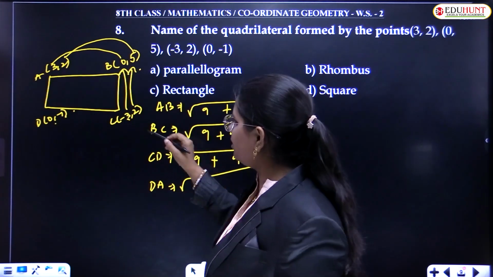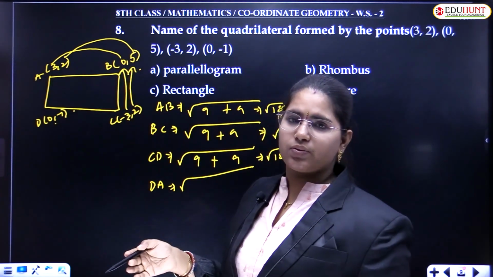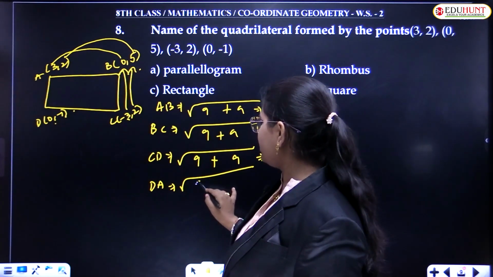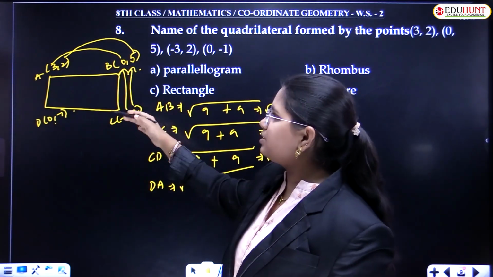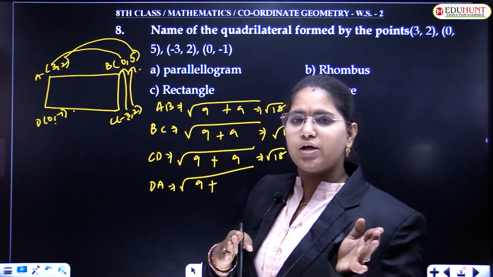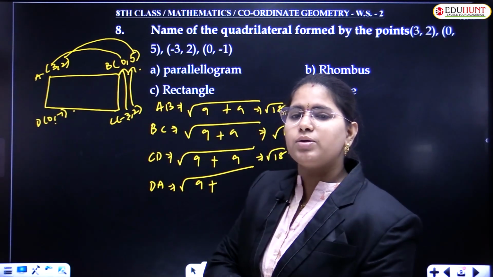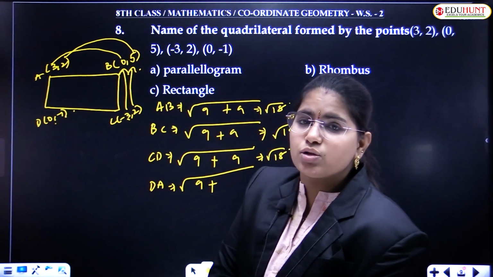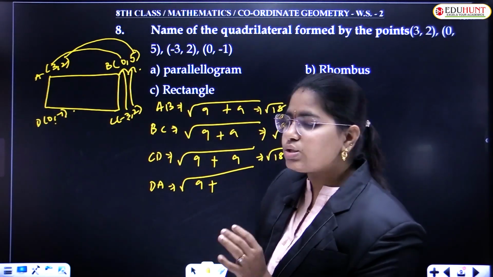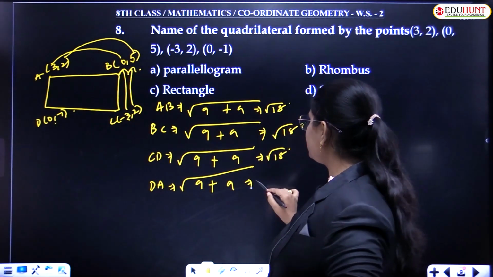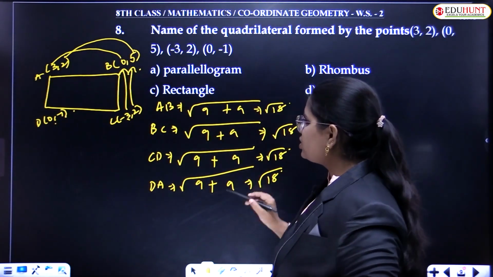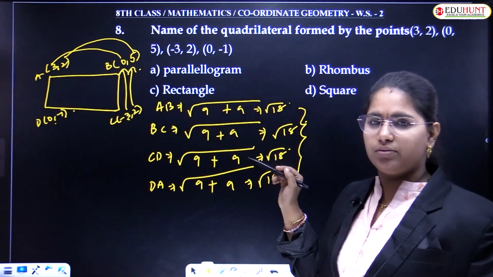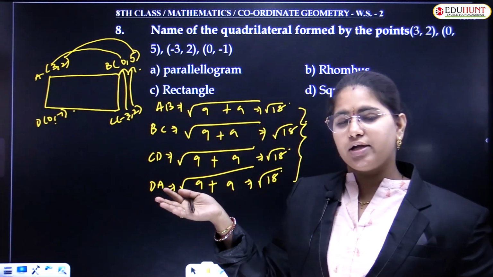What is DA? 0 minus 3 whole square, 3 square is 9, plus minus 1 minus 2 whole square. Minus 1 minus 2 is minus 3, and minus 3 square is 9. So 9 plus 9 is root 18 again. So if you observed, all sides we are getting equal in this problem.